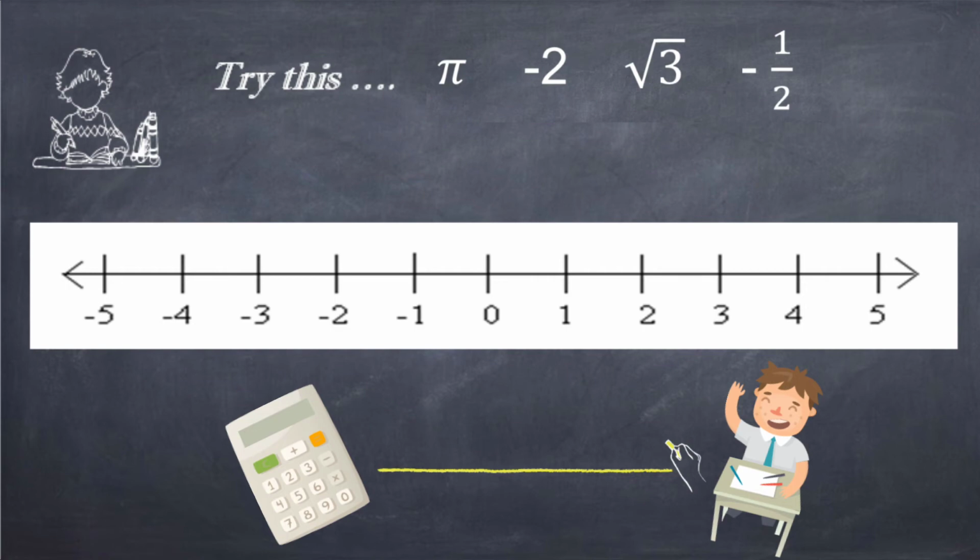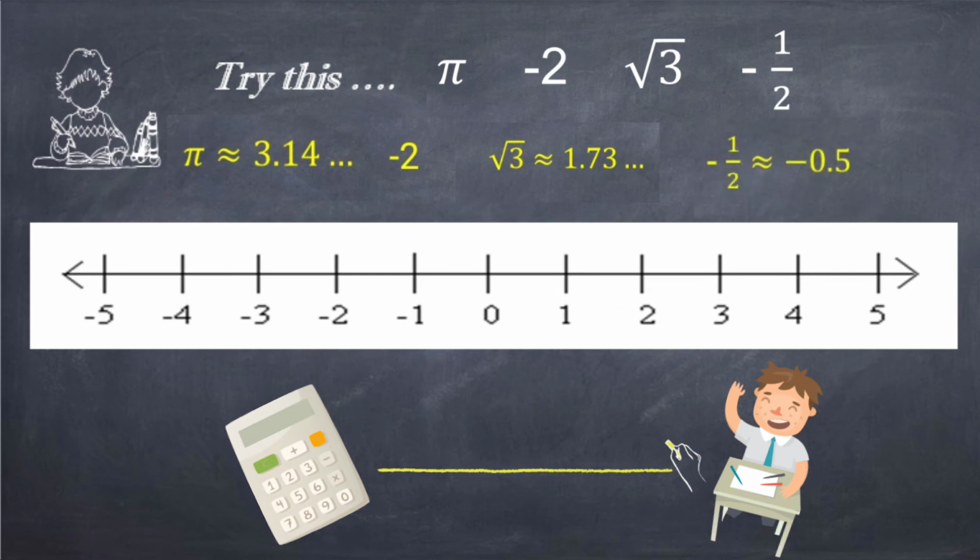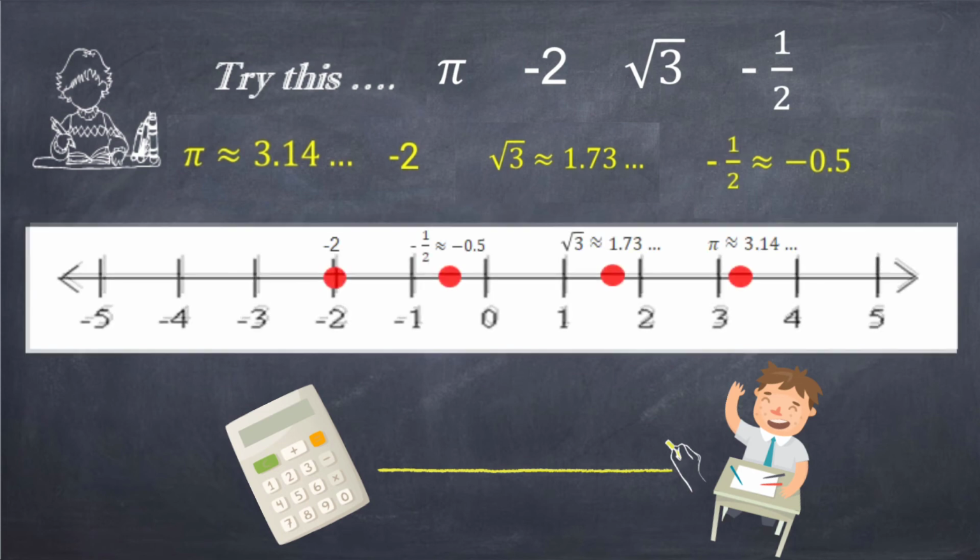First, our pi here will be 3.14. Negative 2 will be negative 2. Square root of 3 will be 1.73. And negative 1/2 will be negative 0.5. And since we are able to express them in decimal form, we can now plot these on the number line. And this will be... Hooray! You have successfully located all of the following numbers on the number line.